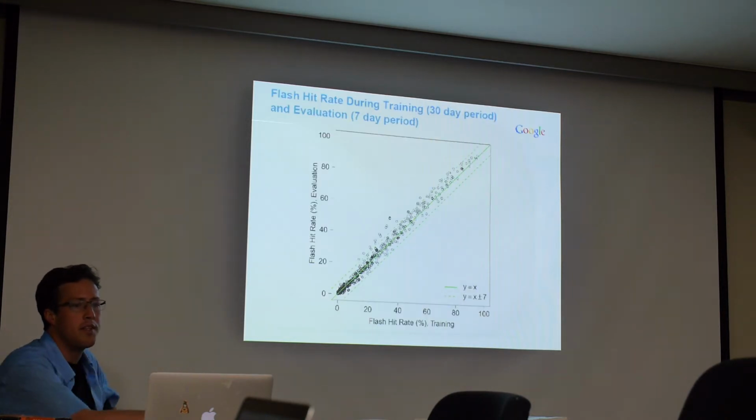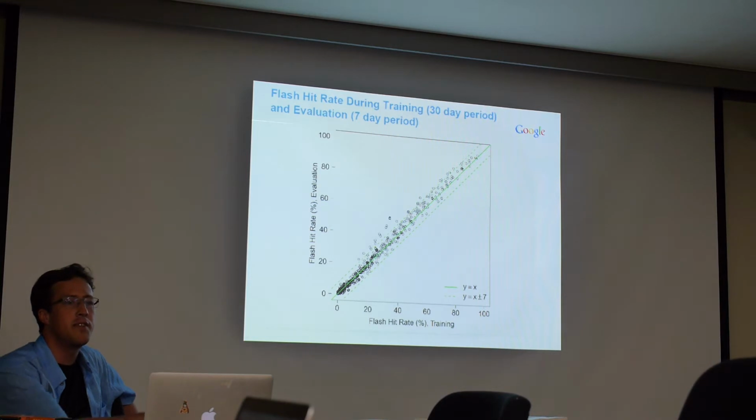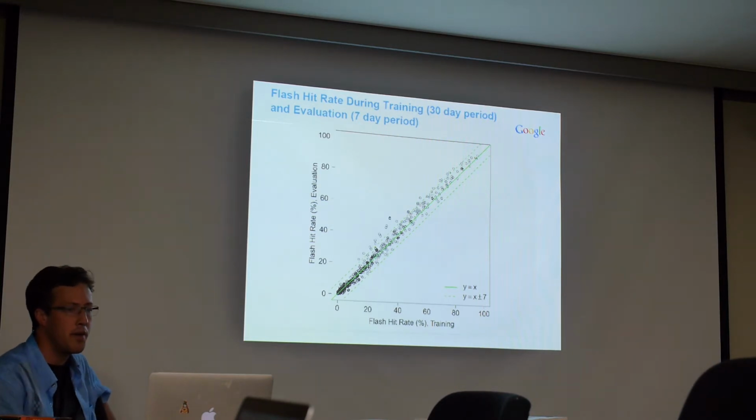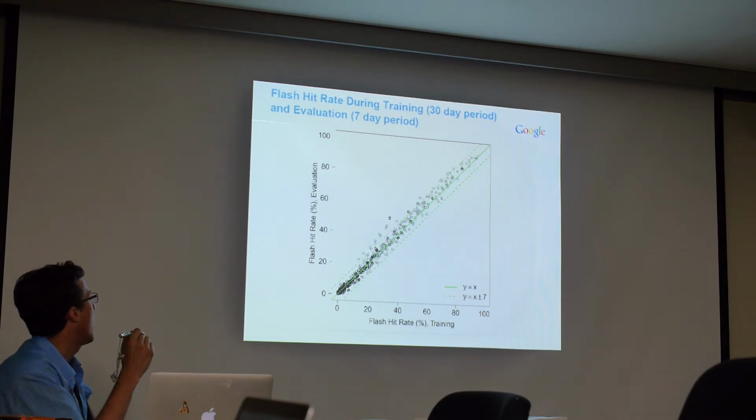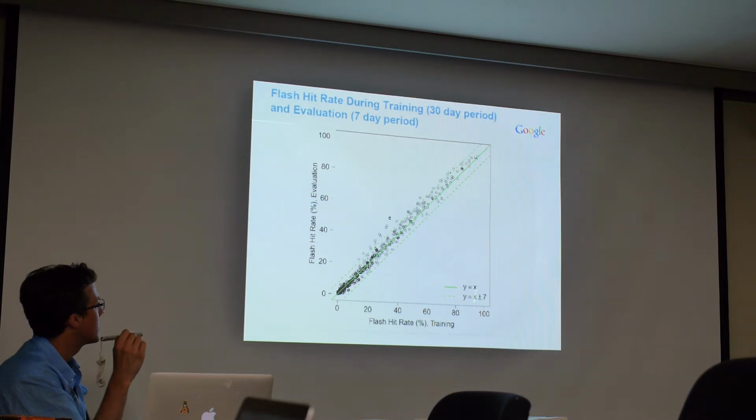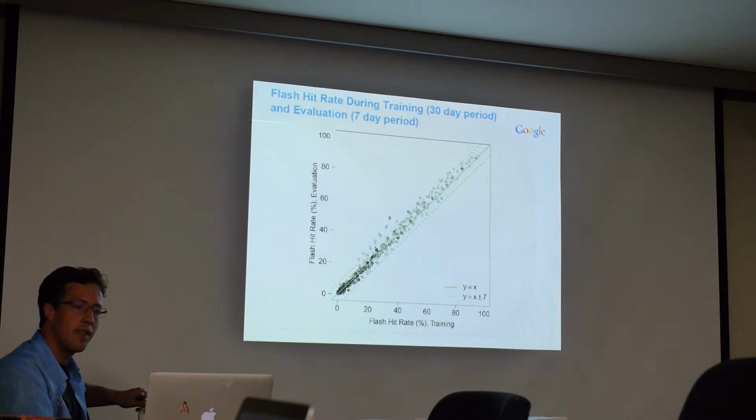The first thing we did was look at the flash hit rate during training and evaluation periods. We can look here at the training flash hit rates for different workloads and how well they work with the evaluation. It turns out they were a pretty good fit, plus or minus 7 percentage points in most cases. So that was encouraging, but not that convincing.